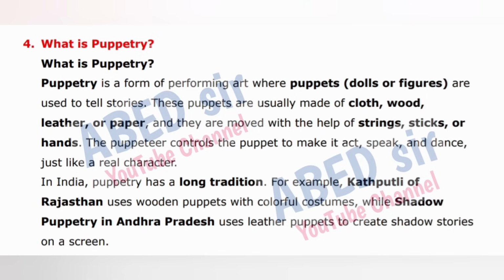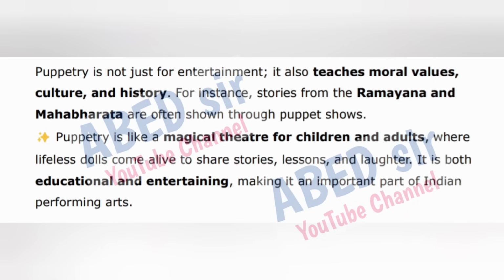In India, puppetry has a long tradition. For example, Kathputli of Rajasthan uses wooden puppets with colorful costumes, while shadow puppetry in Andhra Pradesh uses leather puppets to create shadow stories on a screen. Puppetry is not just for entertainment, it also teaches moral values, culture, and history. For instance, stories from the Ramayana and Mahabharata are often shown through puppet shows.